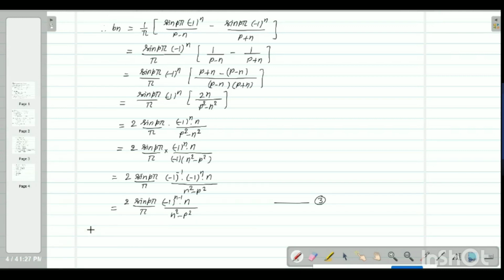Now let f of x equal to a naught plus summation running from n equal to 1 to infinity a n cos nx plus summation running from n equal to 1 to infinity bn sin nx. Name this equation number star. Now putting 1, 2 and 3 in equation number star, we get. Let us move to the next page.